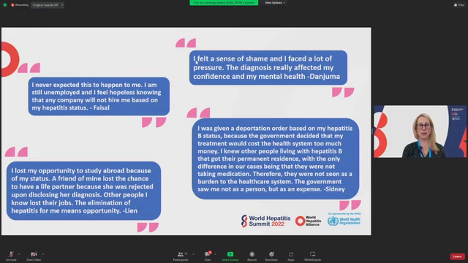Another area that's maybe not talked about enough is the self-stigma that people living with viral hepatitis face. This is a really powerful quote from Danjuma on some of the self-stigma he experienced on being diagnosed. In the last year, the World Hepatitis Alliance has undertaken two projects to better understand and address the stigma and discrimination relating to hepatitis B and hepatitis C.